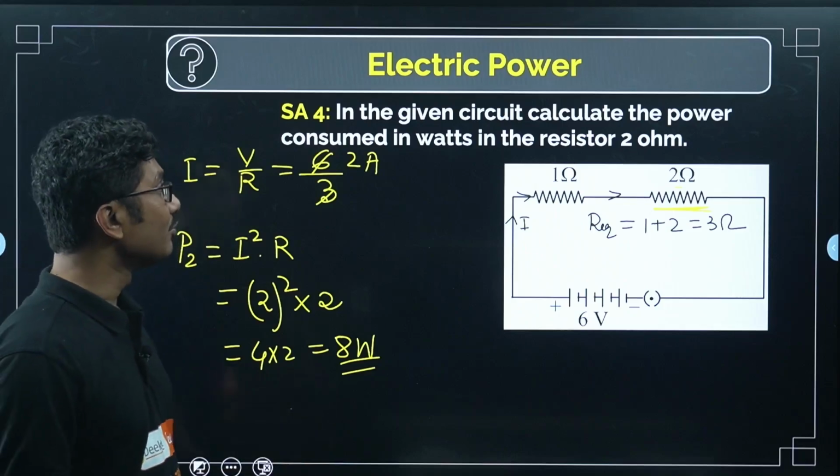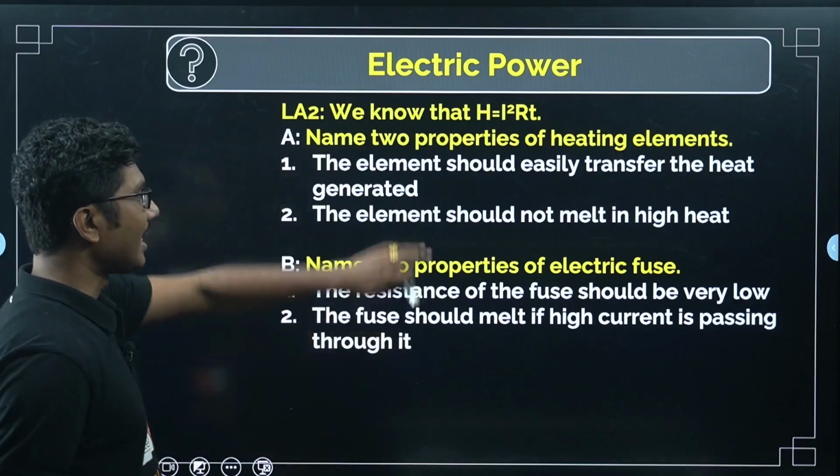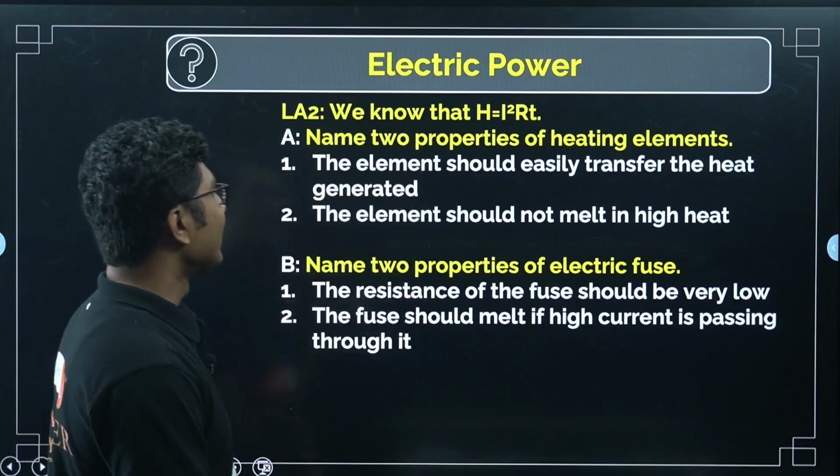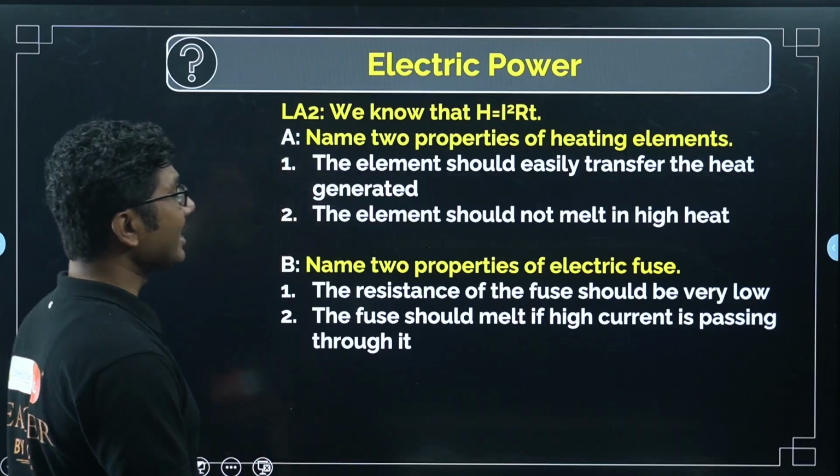Okay, now let's move on. We know that H is equal to I square RT. Sorry, the answer is already visible here. We know that H is equal to I square RT. This is Joule's law.